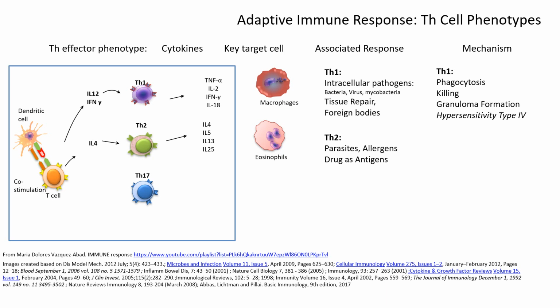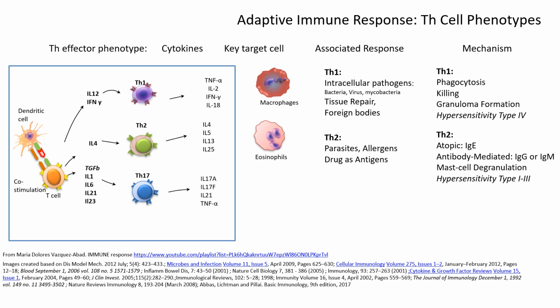This Th2 response is the way the body has differentiated the response to deal with parasites, allergens, and drugs as antigens. And the typical mechanism will be atopic, mediated by the production of IgE, or it could be antibody mediated by IgG or IgM. It can also cause mast cell degranulation, and it is responsible for hypersensitivity types 1, 2, and 3.